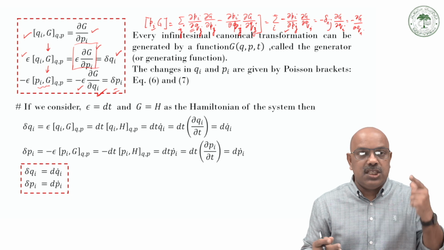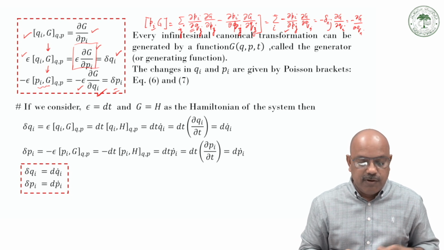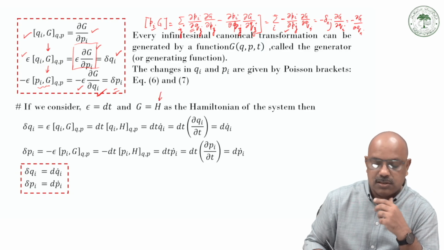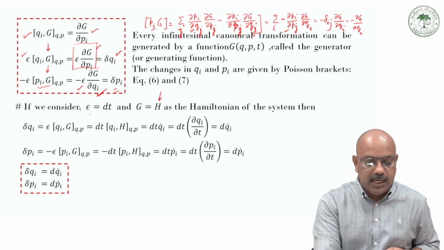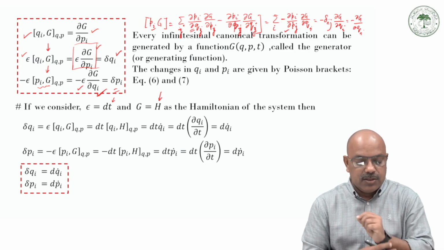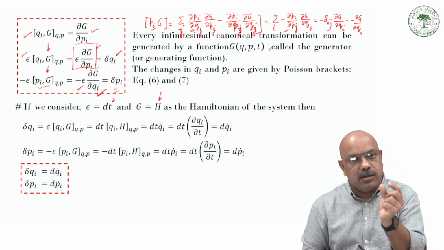If you put G as H, the Hamiltonian of the system, and then epsilon is my time dt, a change in time. So what I'm considering here is the transformation in terms of the time.